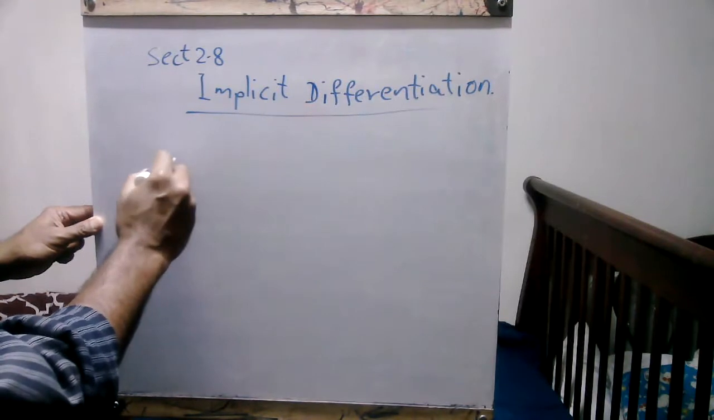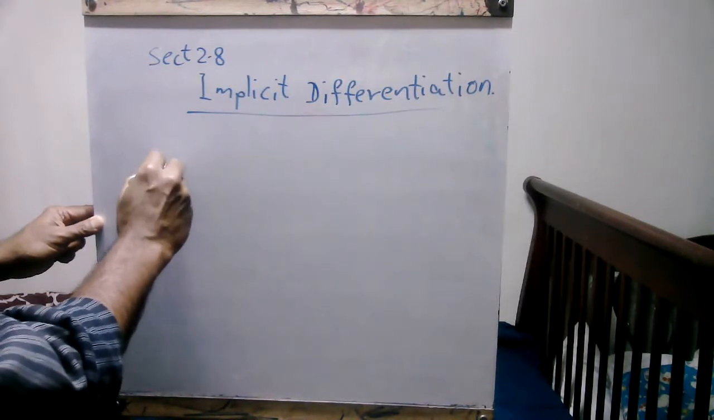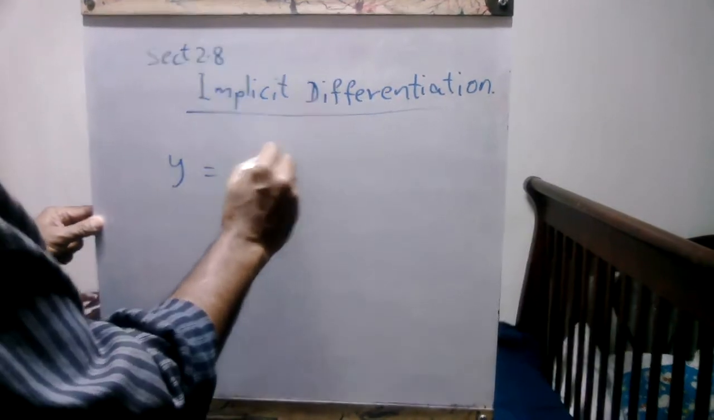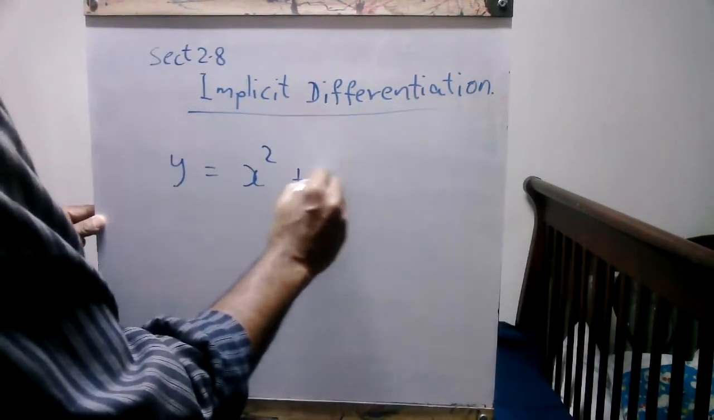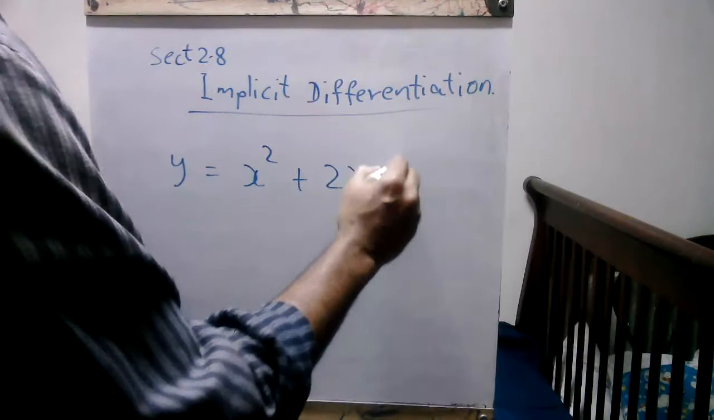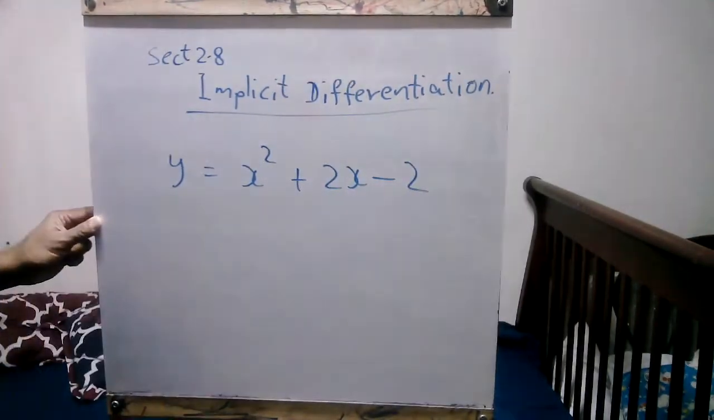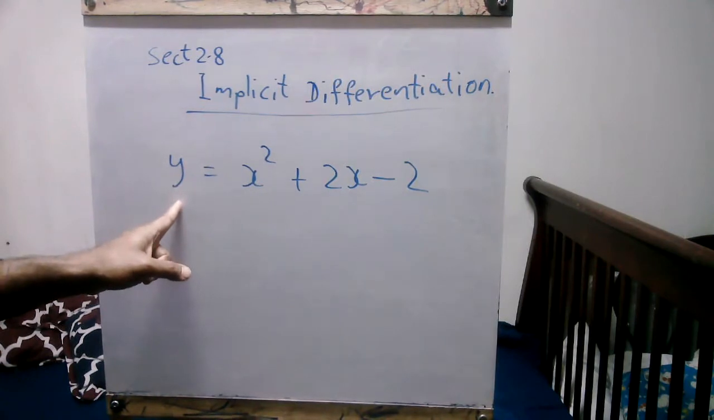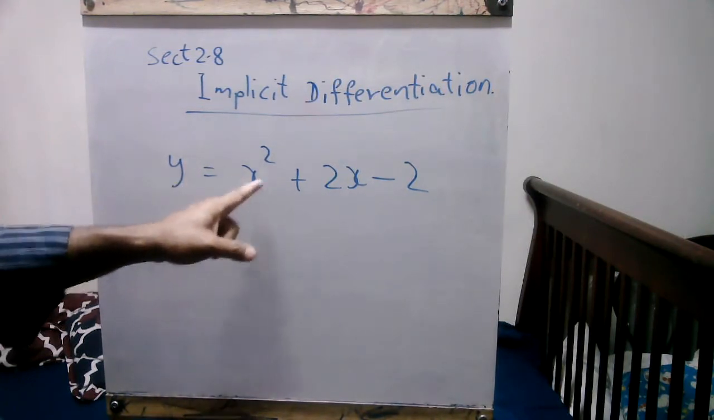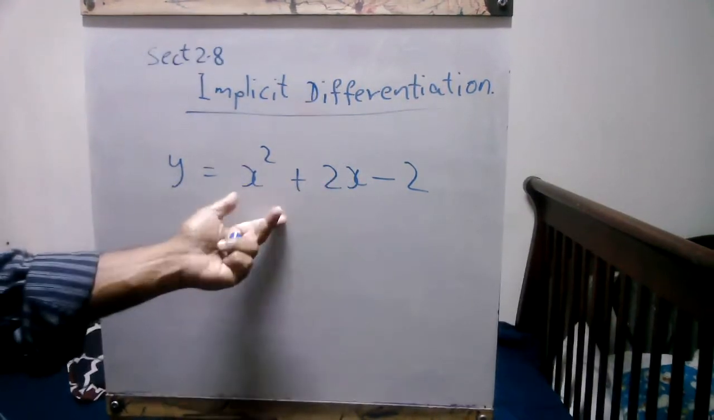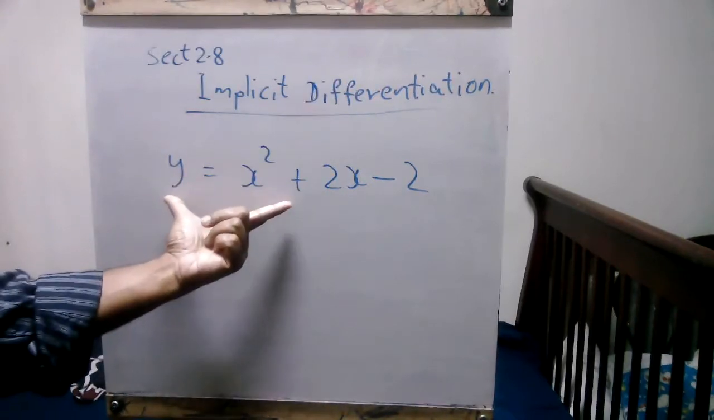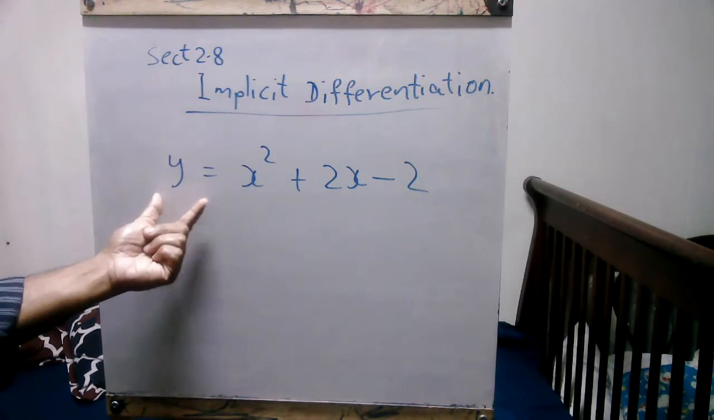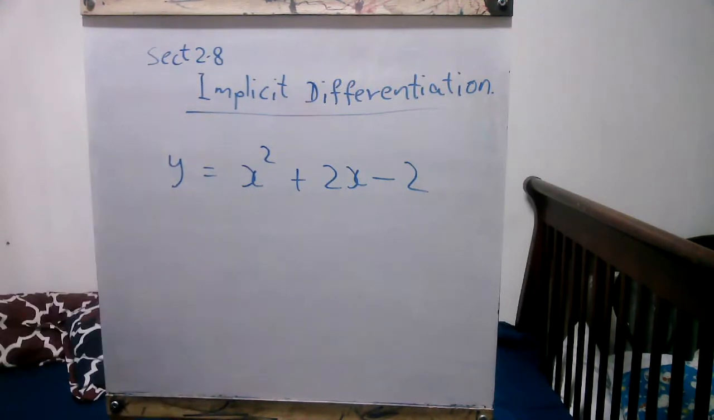We learned how to differentiate functions like y equals x squared plus 2x minus 2, something like this. Now here the function y is expressed only in terms of x, meaning this expression is solved for y, y is isolated on one side.